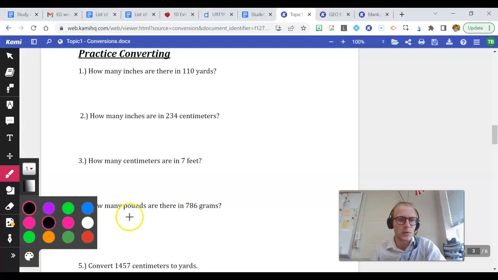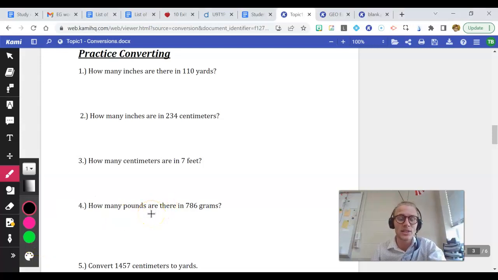Alrighty, video 4. Now we're going to actually get into converting. So we've talked about the different types of measurement, all the different types of dimensions. We've talked about converting. We've talked about the different types of units with regard to volume, density, and mass. And now we're going to actually convert.